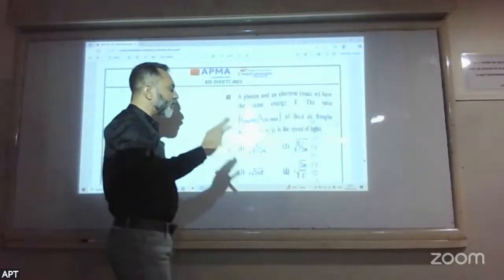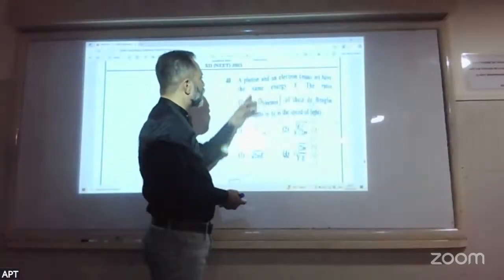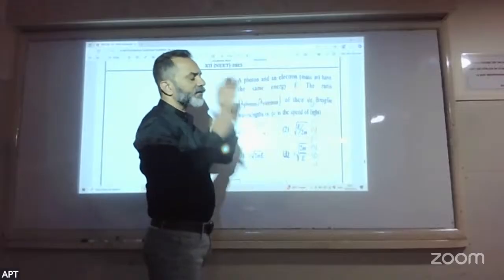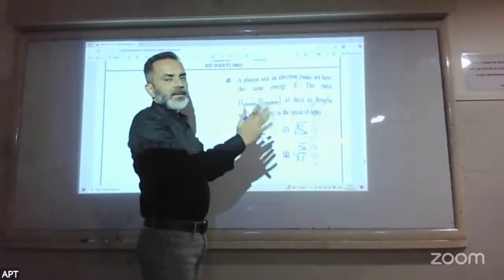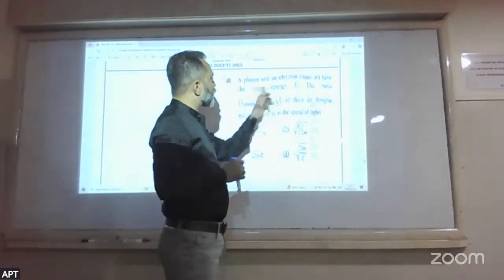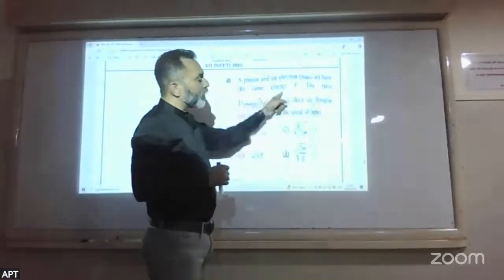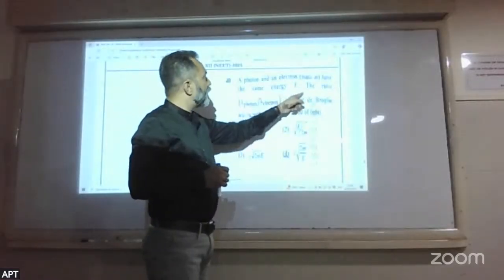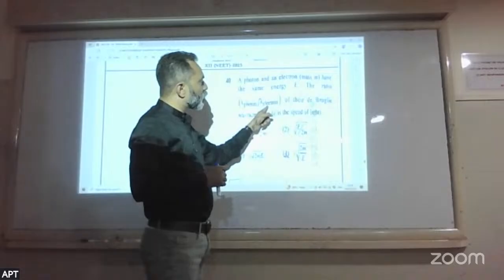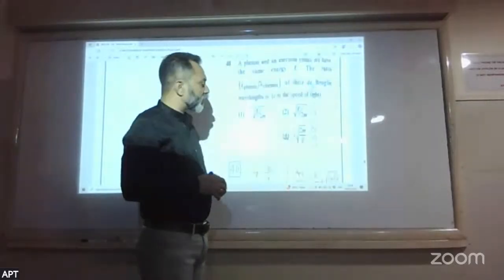Number 40. Not difficult. You have solved this kind of question many times. A photon and an electron: when I say photon, I use energy E = hc/lambda, right? For the electron I can use the de Broglie hypothesis. They have the same energy, that's the hint given. The ratio of the wavelength of the photon to the wavelength of the electron is what we want to get.